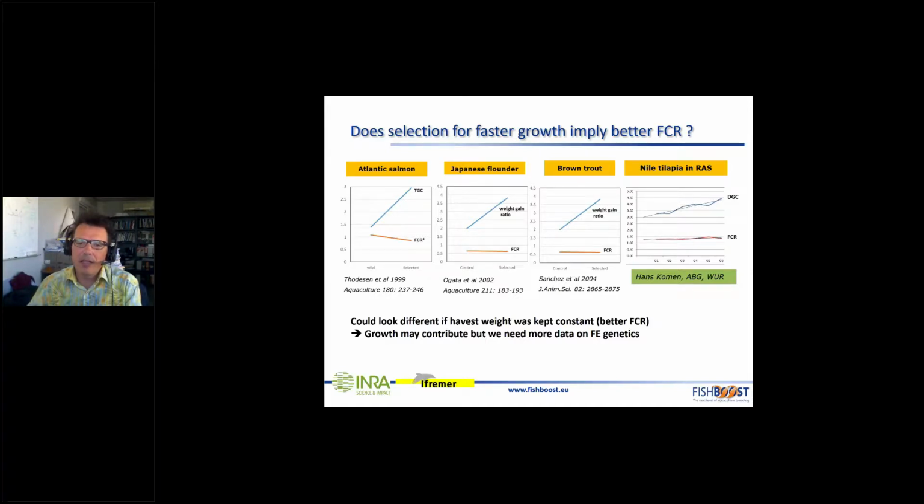And you can see that in Atlantic salmon, the gain that you see in blue for growth coefficient, terminal growth coefficient, is parallel with a decrease in FCR. So that's what we expect, that what we want is that FCR decreases, so comes better when growth increases. But if we look at other species like Japanese flounder, like brown trout, like Nile tilapia, we see results where we have the gain in growth, but we have no correlated gain on FCR.